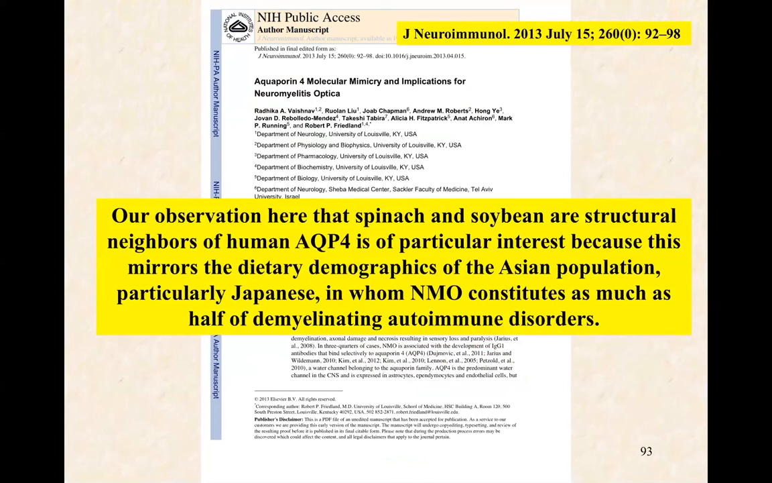Spinach and soy are structural neighbors of human aquaporin 4, which is of particular interest because this mirrors the dietary habits of the Asian population, particularly Japanese, in whom neuromyelitis optica constitutes as much as half of all of their demyelinating autoimmune diseases. You see the possible correlation. You just have to check. When a person has numbness and tingling or peripheral neuralgias, you have to check them for soy, corn, spinach, and tomato, because it may be a molecular mimicry going after their own tissue that's causing this.